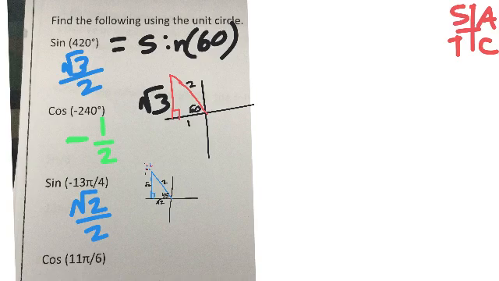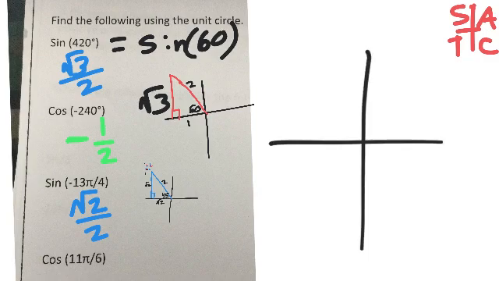Okay, now if I was doing this last one, cosine of 11 pi over 6, I know 12 pi over 6 is 2 pi, which is a full revolution, which means I'm just 1 pi over 6 short of a full revolution, which is going to put me here in the fourth quadrant. So I needed another pi over 6 to rotate all the way there.